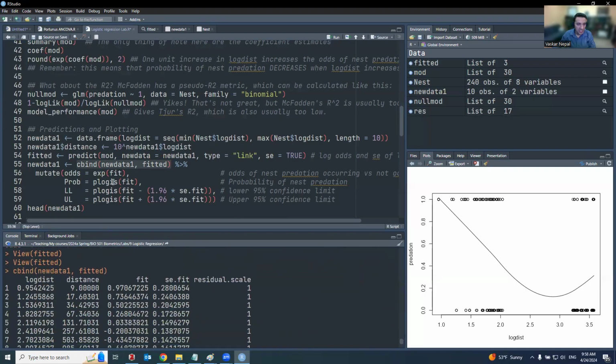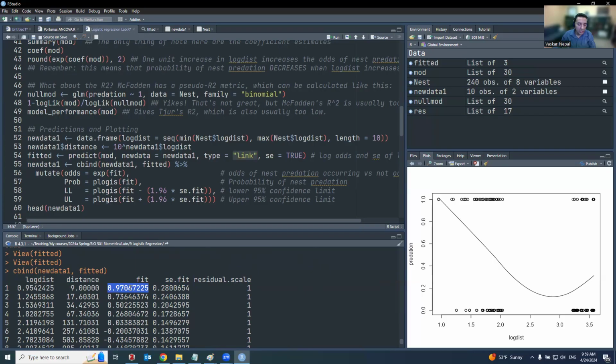So log distance comes from new data, and fitted has three things: fit, SE fit, and the residual scale. Forget about residual scale for now. But fit is the predicted logit, okay? And SE fit is the predicted SE for the logit. This is all done at the link scale, okay? So this is the logit or the log odds.